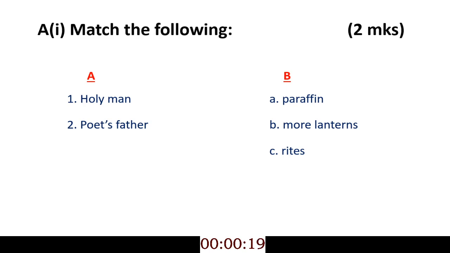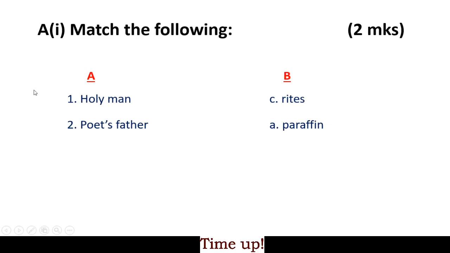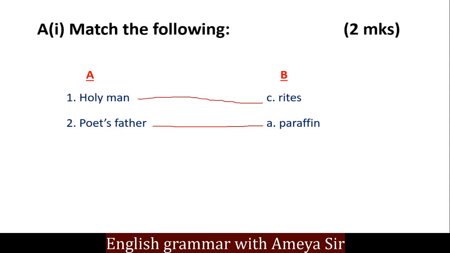Okay. The answers are easy. There's no doubt about that. It's just that you have to write everything neatly. That counts. That will create a good impression. Alright, your time is up and here are the answers. So holy man is rites and rituals, and poet's father, paraffin. Remember, he applied paraffin. So I have no doubt that you've scored full marks here. I hope, very sincerely. And let us proceed to the next question.